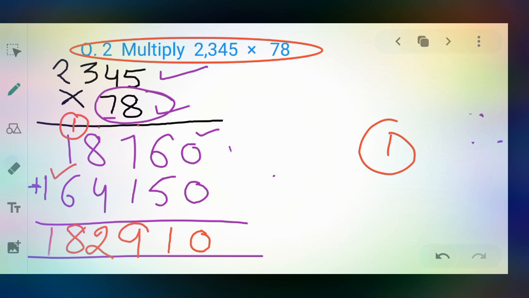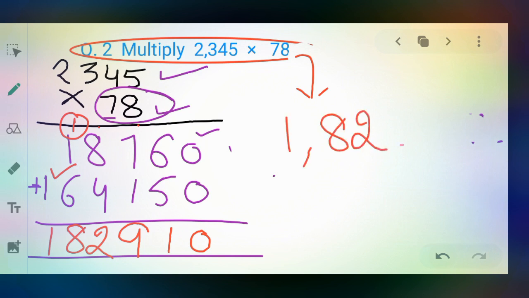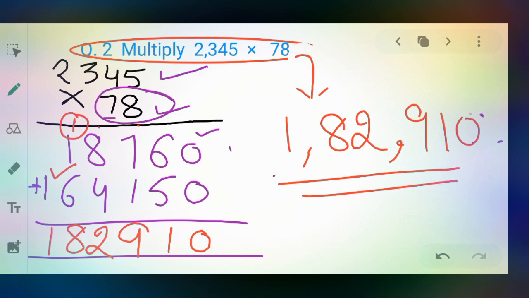Now your answer is here. I will write this answer. So dear student, I will write this answer here. Okay. So after multiplying 2345 by 78, what do you get? 1,82,910. So dear student, this is your answer after multiplying a large number by a 2-digit number. I hope you understand it very well.